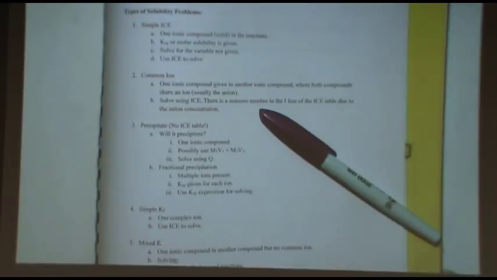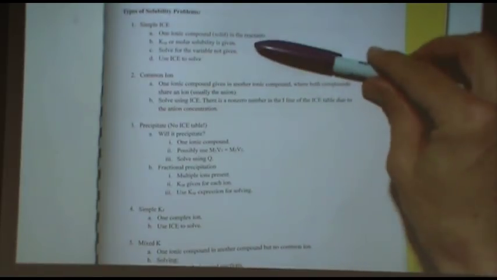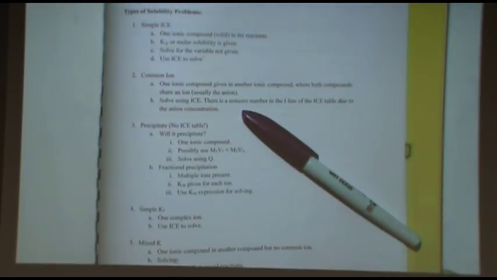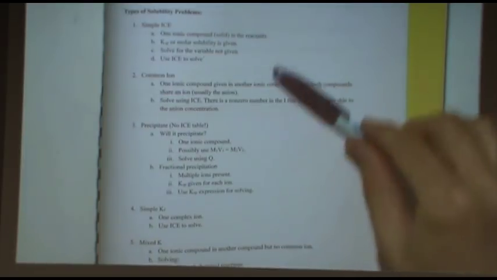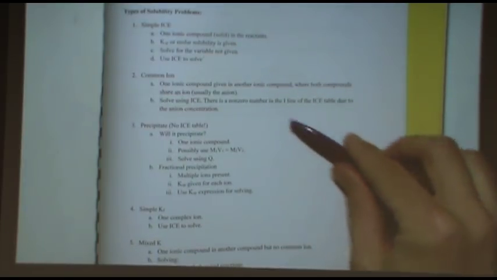The second type of problem is a common ion question. It's really pretty much identical to the first type, except you're going to have a non-zero number in the ice table. Whatever the common ion is, that concentration needs to go in the I line of the ice table. So 1 and 2, however, are really similar.